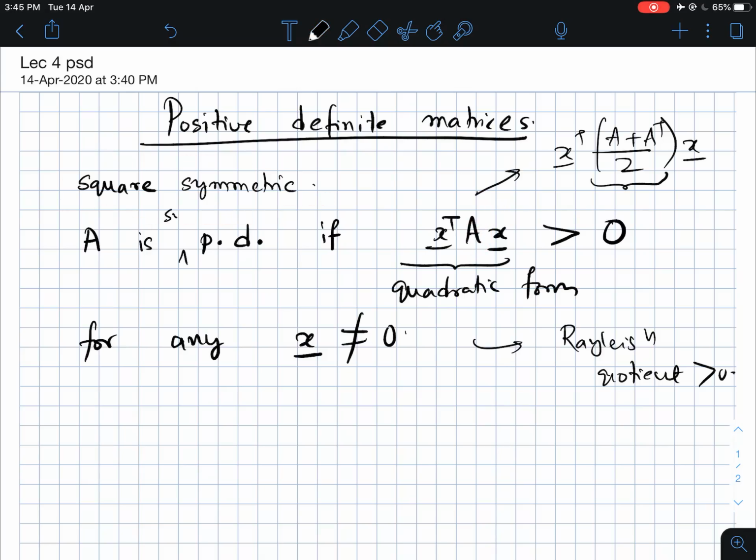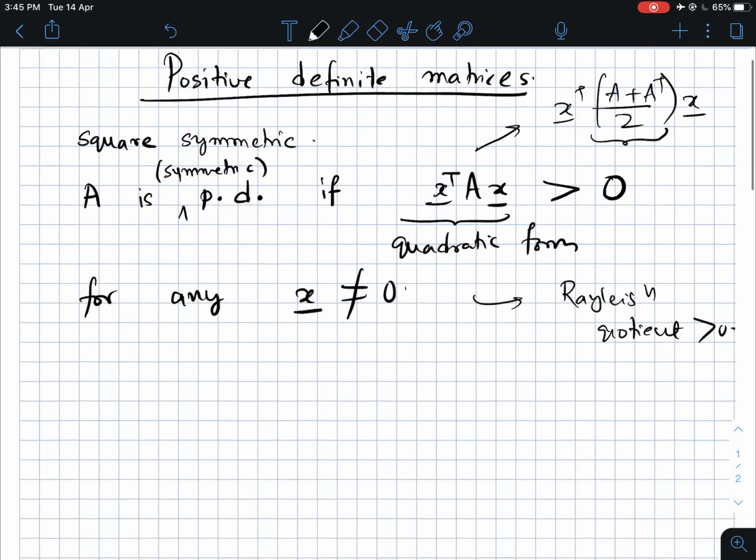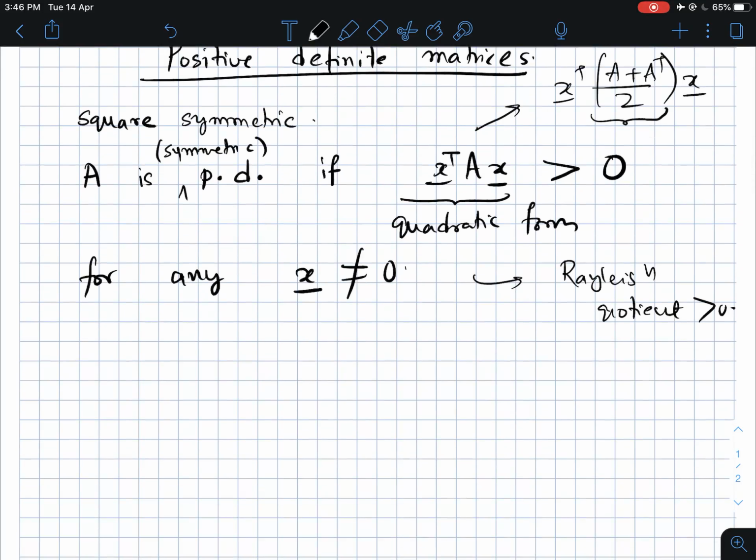Many books and texts will actually write it as symmetric positive definite, but for our course, we'll assume that the word symmetric is there by default. So whenever we say positive definite, we are only referring to square symmetric matrices. So this is the main idea: any quadratic form, no matter what nonzero variables you pick, is always positive.